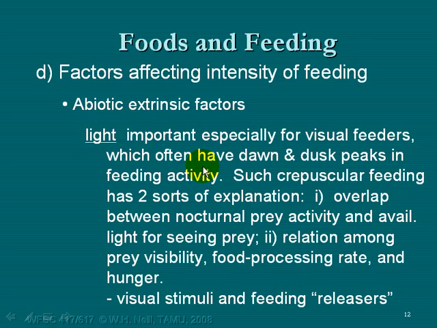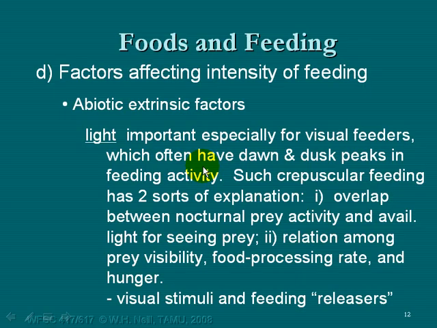Light is really important, particularly for visual feeding fishes. And often such light-sensitive feeders tend to show dawn and dusk peaks. We use the word crepuscular, C-R-E-P-U-S-C-U-L-A-R. Crepuscular animals are animals that tend to be most active at the interfaces between night and day, both dawn and dusk. And there are lots of reasons for that kind of behavior.